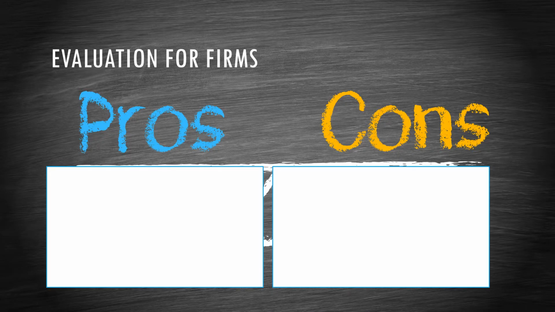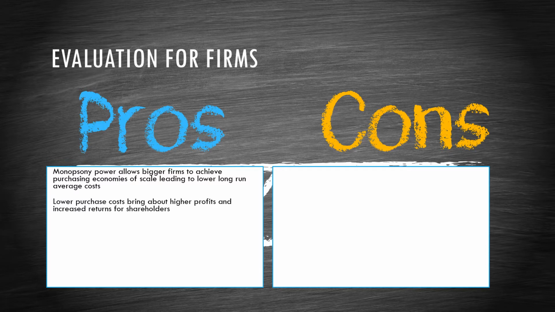Let's move on to evaluating this now. Let's look from the firm's perspective, what are the pros and cons? Well, monopsony power allows bigger firms to achieve purchasing economies of scale. I can drive down my average costs by making very large orders, particularly if I'm the only buyer in the market. This will bring about higher profits and returns to shareholders. All the increased profit could be used to fund investment or research and development.